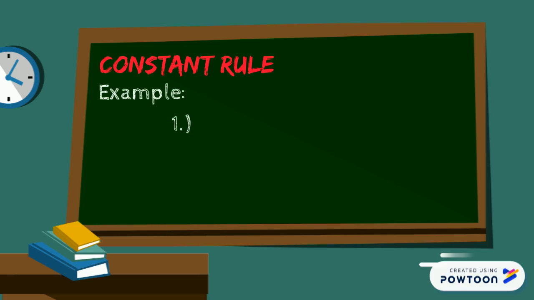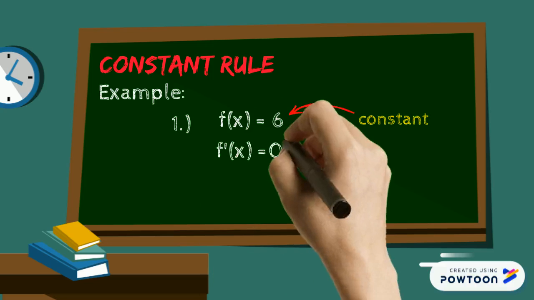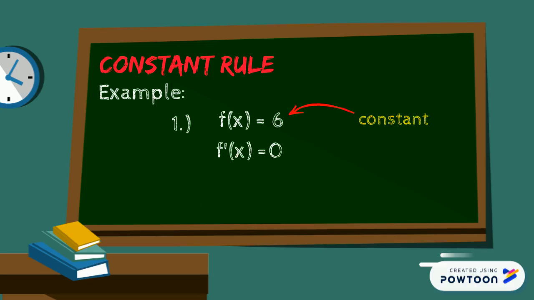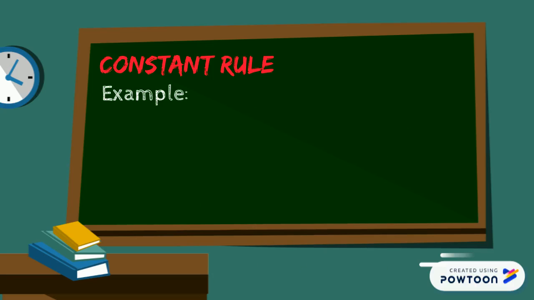For example, we have f of x equals 6. The number 6 here is a constant, therefore f prime of x equals 0. Let's try again. Let's say you have f of x equals 11. Number 11 is a constant, therefore f prime of x equals 0.